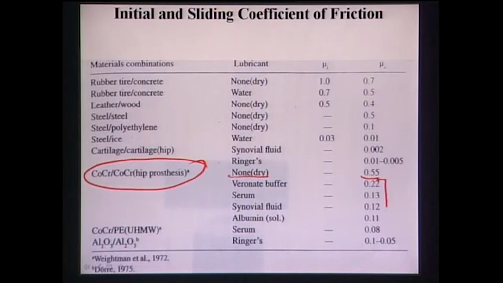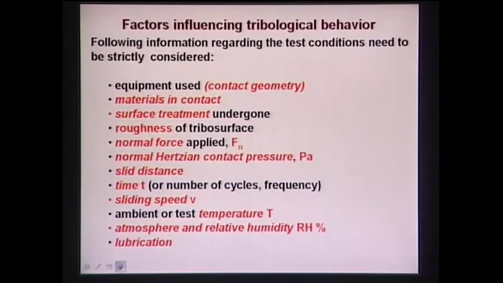The moment you give lubricants like serum or synovial fluid or albumin, that is, a protein solution, in the presence of the serum protein, the friction coefficient is reduced to around 0.1 or so. For cobalt chrome moly versus polyethylene in serum solution it is 0.08. Now alumina versus alumina in Ringer solution it is somewhere around 0.1 to 0.05. So as you see, if your solution or environment is changed, then your coefficient of friction also changes.